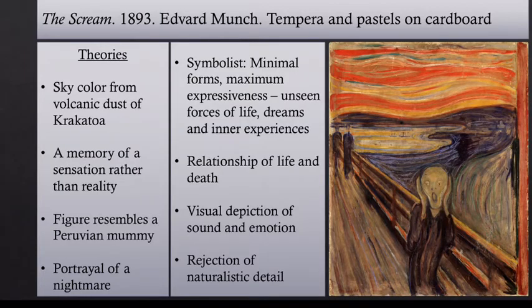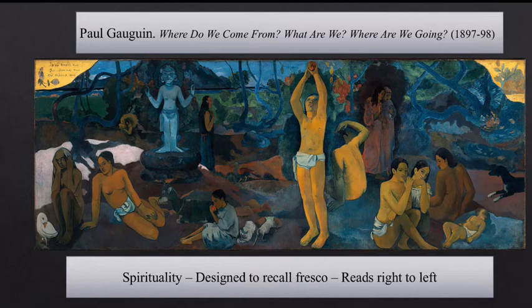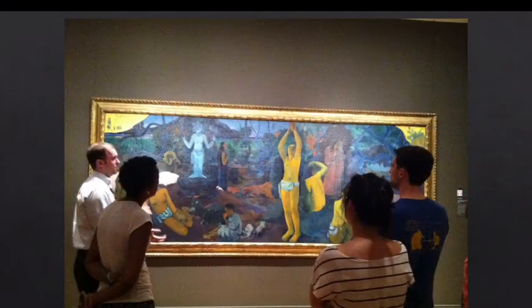We're wrapping things up today with Paul Gauguin and his work that is really inspired by his time in the South Pacific. It's called Where Do We Come From? Where Are We? Where Are We Going? And it is designed as a fresco style, and it actually reads from right to left. It's a rather large painting, which you can see in this image, that almost tells the cycle of life.